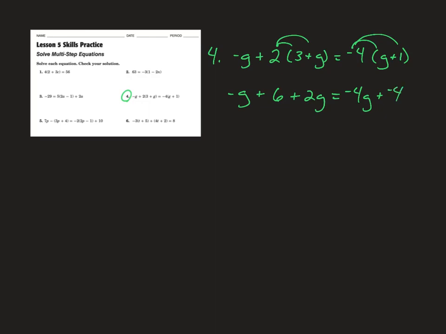Now I can do some simplifying on my left-hand side. I've got a -g and a 2g. So if I combine those, -g and 2g is g. So I got g plus 6 on the left-hand side, -4g plus -4 on the right. And now I'm going to move my g's to the right-hand side. So I'm going to subtract g from this side, do the same here. I get 6 is equal to -5g plus -4.